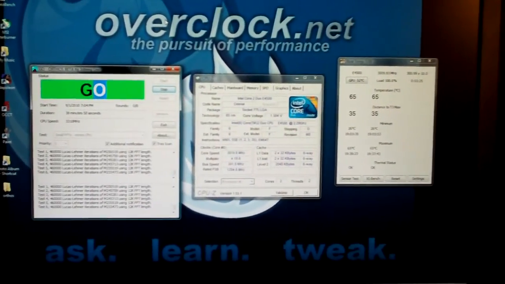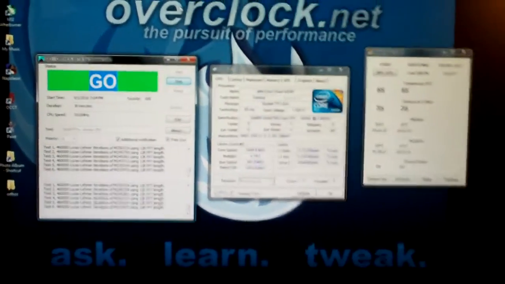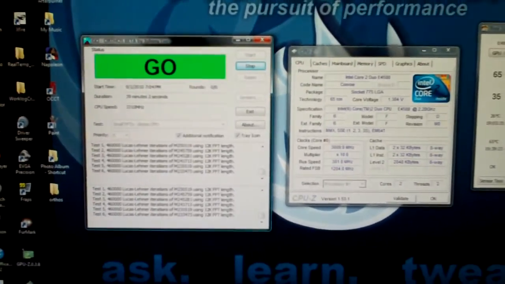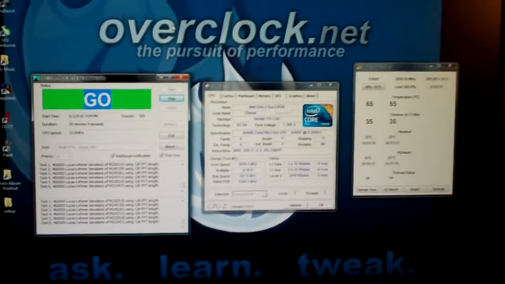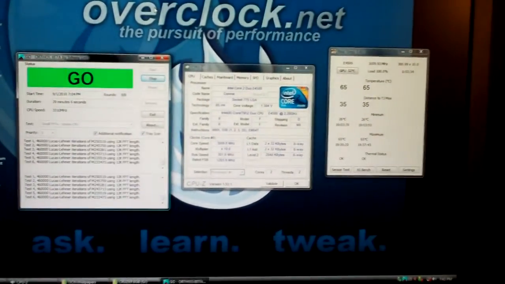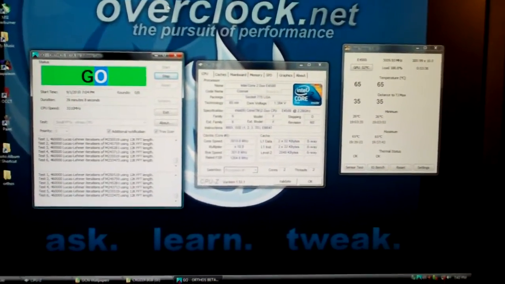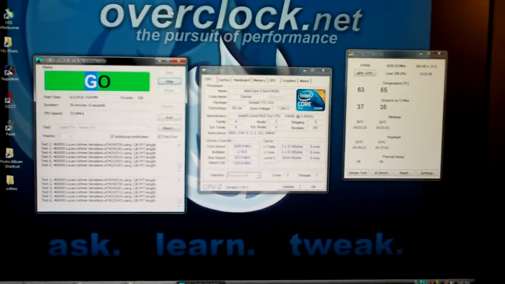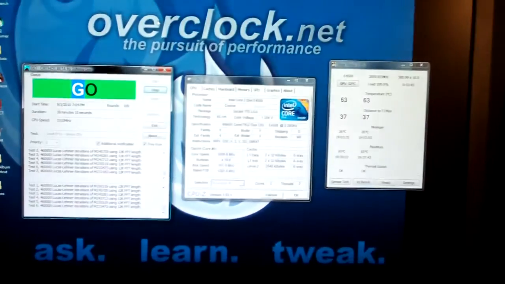And that about wraps it up for the temperature test here. If you guys have any more questions, please let me know. The next video following this will be the Thermalright TY-140 PWM fan mounted on here, and then we'll see what the temperatures look like after that.